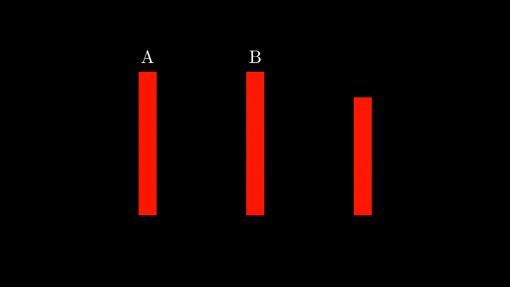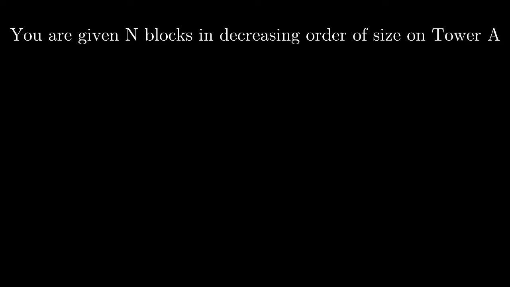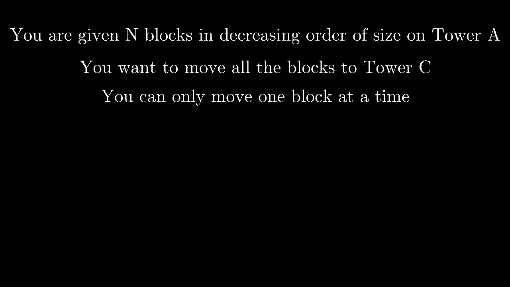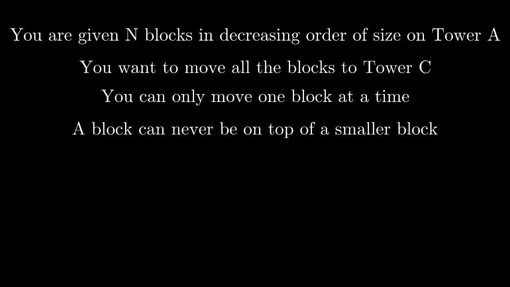Tower of Hanoi problem: there are three towers, A, B, and C. On Tower A, there are 3 blocks, or n blocks, and your goal is to take all the blocks from A and put them on C. You can only move one block at a time, and a block can never be on top of a smaller block.